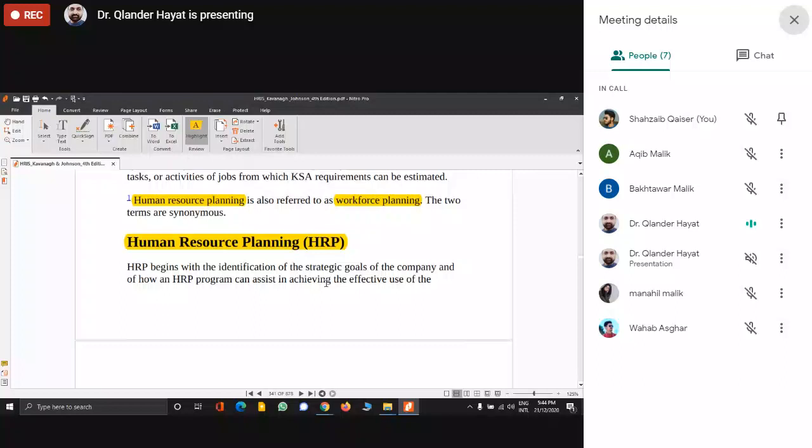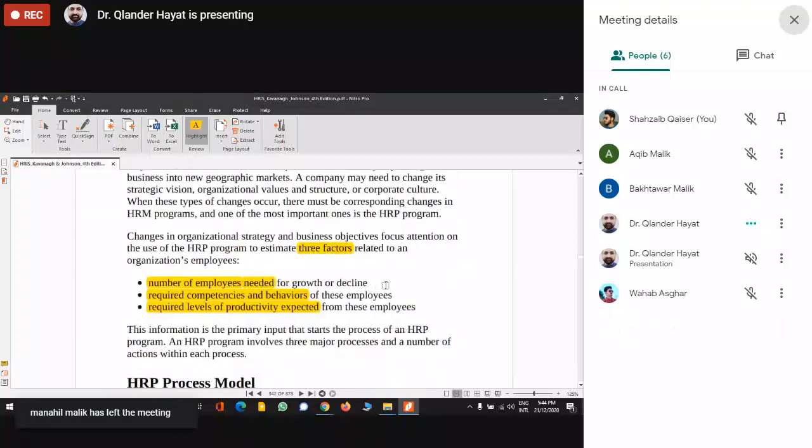Then if you are going to retain any human resource, any talented employee, before this you have to go for human resource planning. And this human resource planning is another name which is known as workforce planning. And these two terms, workforce planning and human resource planning, are basically synonymous, and are used interchangeably. In human resource planning, there are three factors which should be considered.